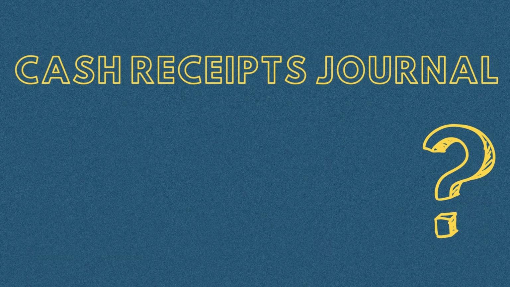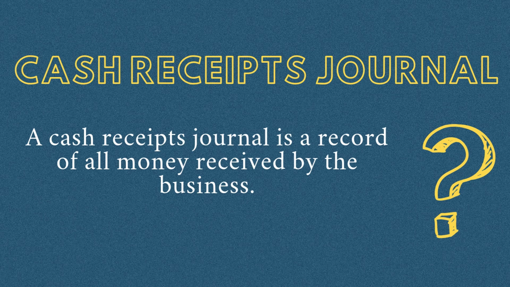So now we can describe the term cash receipts journal. A cash receipts journal is a record of all money received by the business.